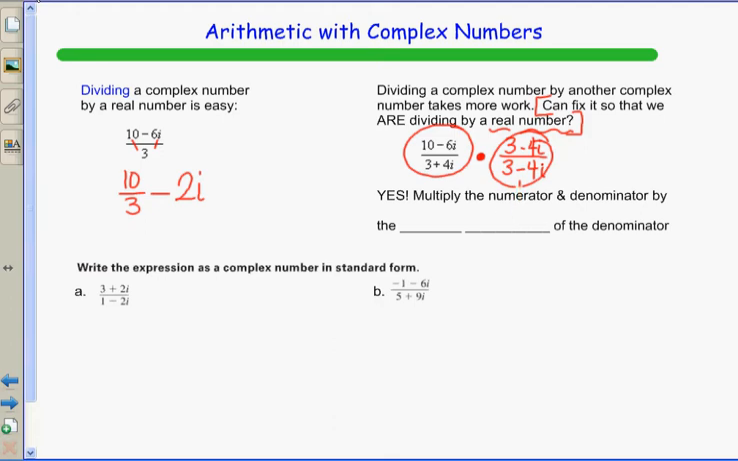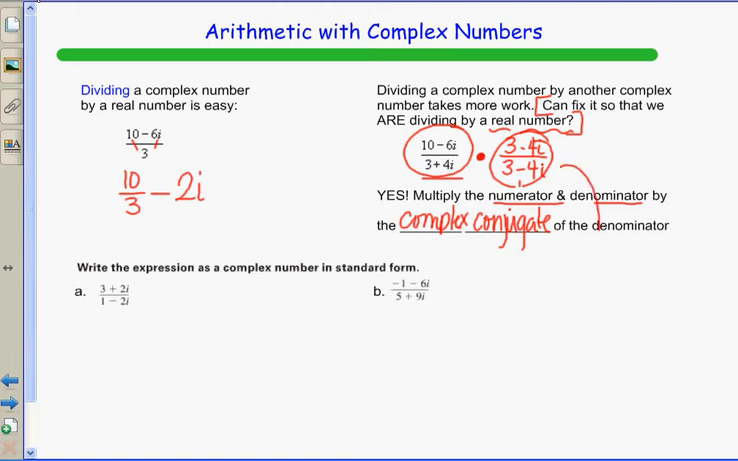Now why did I pick 3 minus 4i over 3 minus 4i? Why am I doing this? And by the way, what I'm doing is multiplying the numerator and denominator by the complex conjugate of the denominator. We just had this word on the last slide, conjugate. I chose 3 minus 4i because the denominator was 3 plus 4i. Why did I pick that? Well, let's multiply this out.